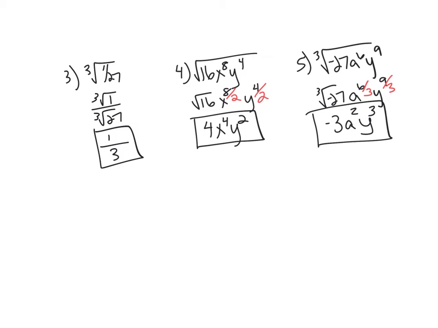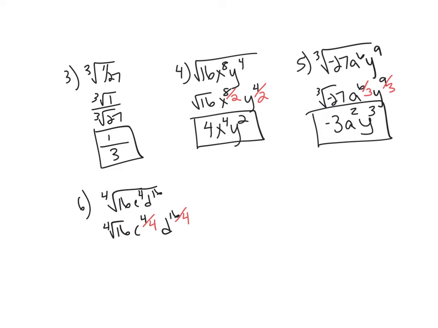Let's try one more. What if we have the 4th root of 16 c to the 4th d to the 16? So again, I can break this up as the 4th root of 16, c to the 4th, again your root is the denominator, divide by 4, d to the 16, we have root divided by 4.